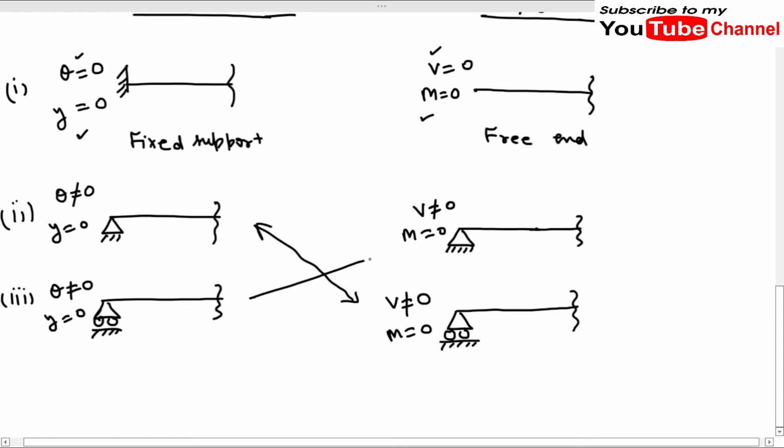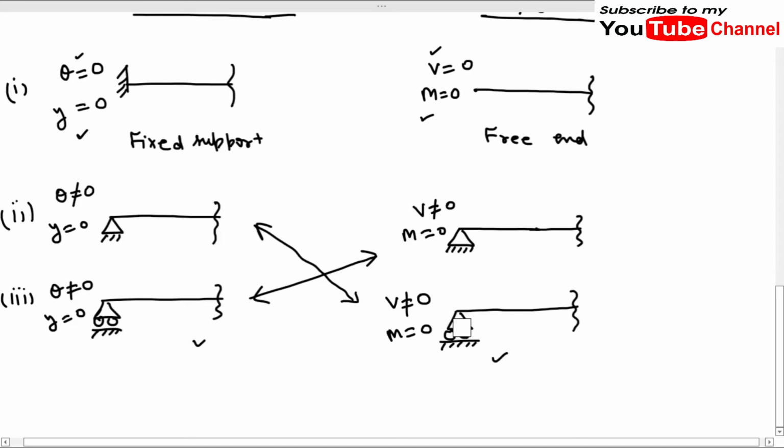Okay, we can use these conditions. If we have a pin support, then we can provide a roller support in its conjugate beam, and if we have a roller support in the real beam, then we can use a pin support in the conjugate beam.